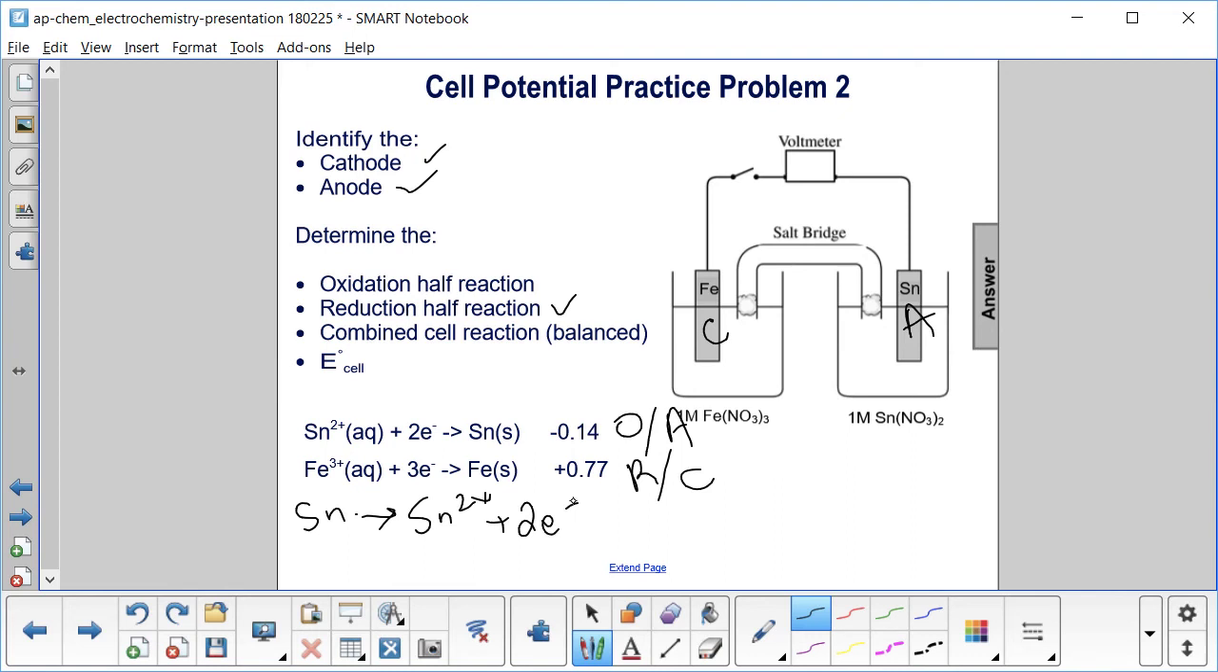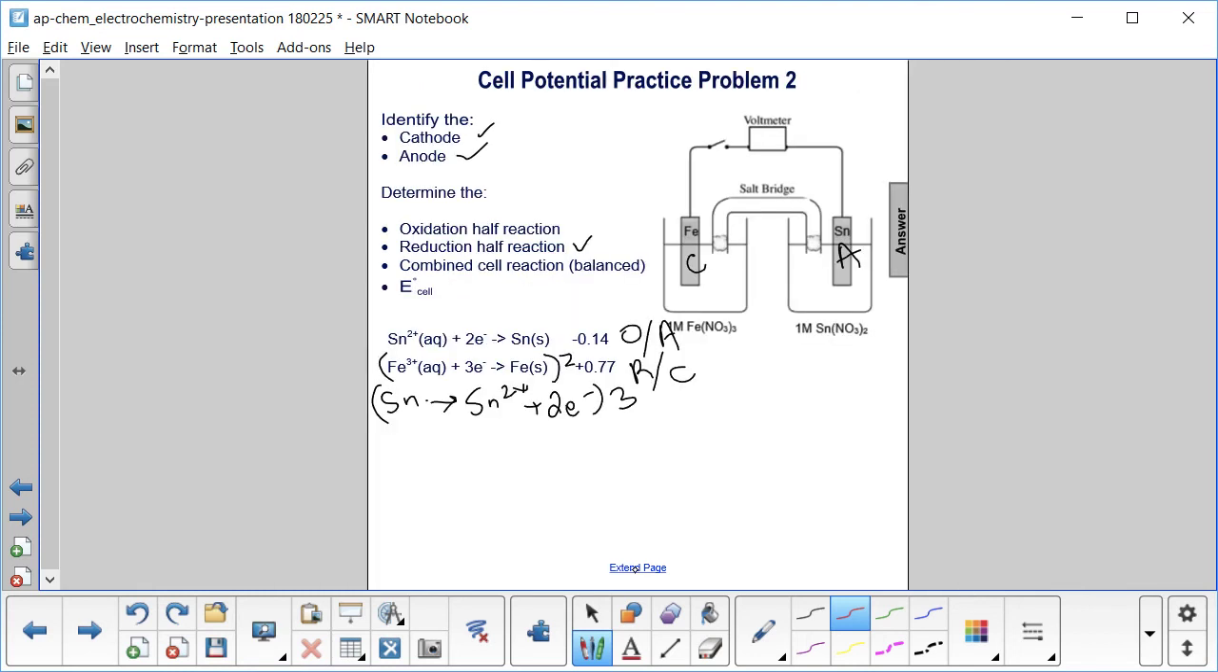The other problem I have here is that I have 3 electrons gained and only 2 lost. So I'm going to multiply my reduction reaction by 2 and my oxidation reaction by 3 in order to have a net gain and loss of 6 electrons. So I can put those two things together. I have 2Fe 3 plus and 3 Sn give me 2Fe and 3 Sn 2 plus. So I've got my oxidation half reaction and my combined reaction.